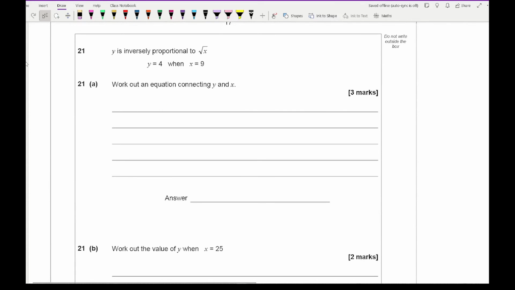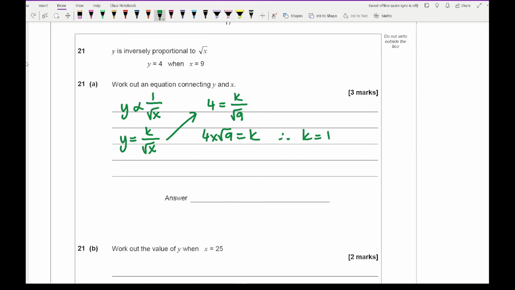Then for question 21, it says that y is inversely proportional to the root of x. When y equals 4, x equals 9, work out the equation connecting y to x. So here we've got y is proportional to the inverse of root x. So I swap the proportional symbol with equals k over root x. I then substitute the numbers in. So I've got 4 equals k over root 9, which is 3. 4 times 3 equals k, so k equals 12. And then using this formula here, but swapping k for 12, I get y equals 12 over root x.